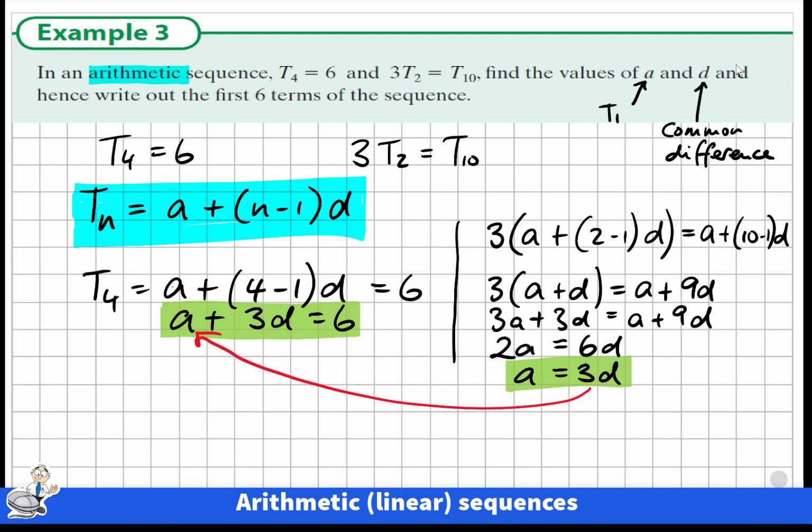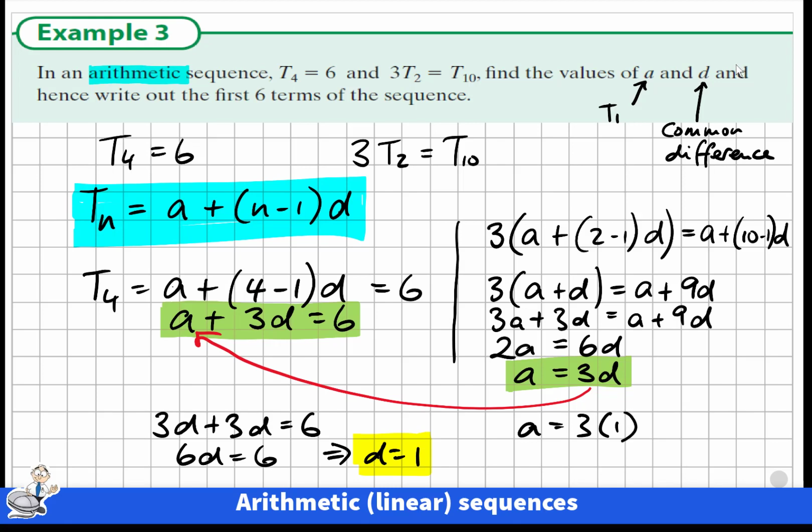So it would tell me then that 3D plus 3D is equal to 6. So obviously 6D is equal to 6. So obviously D is equal to 1. That's the first part of the answer done. And then obviously A is equal to 3 times D, which is 3 times 1. So A is equal to 3.